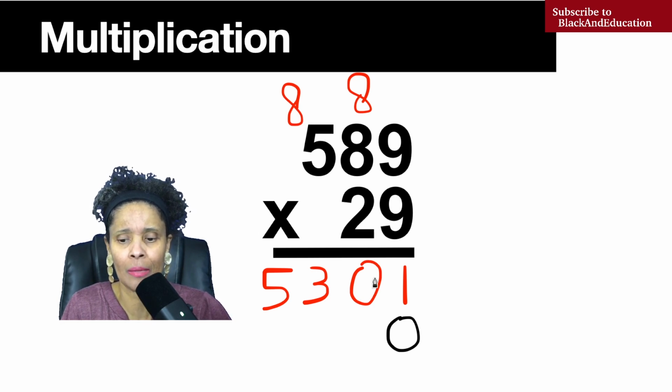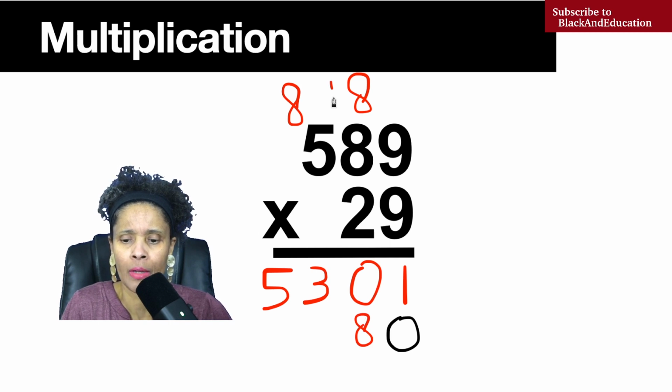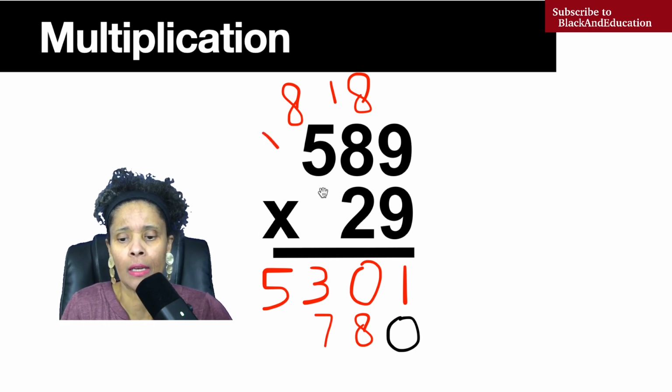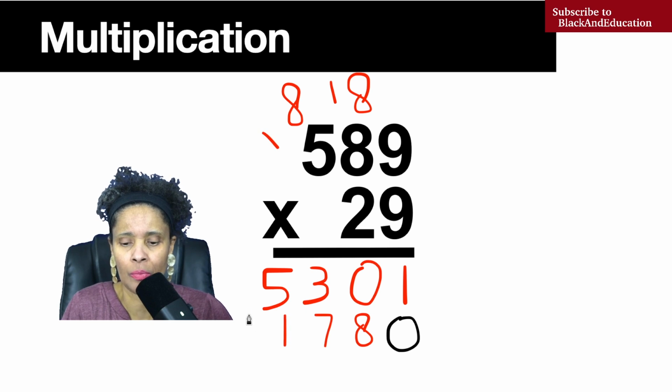So now I have 9 times 2. That's going to be 18. I'll put my 8 right here and carry my 1. And then I have 8 times 2. That's going to be 16. Plus 1 is going to be 17. Put my 7 right here. Carry my 1. And then I have 5 times 2. That's going to be 10. Plus 1 is going to be 11. So I just put that right there.